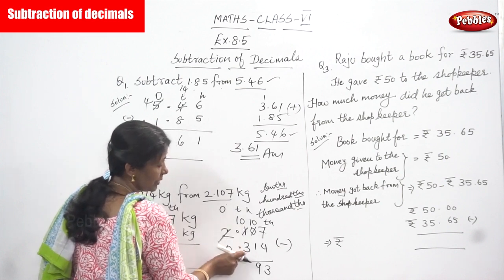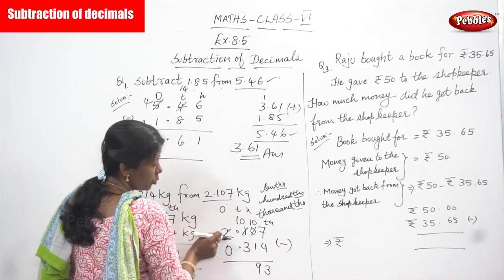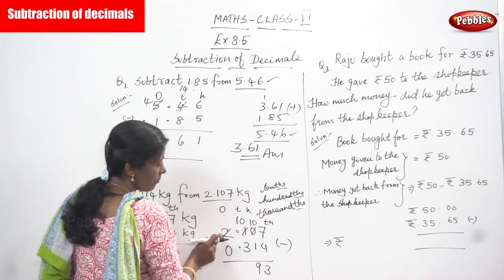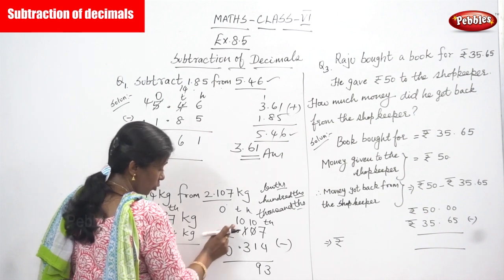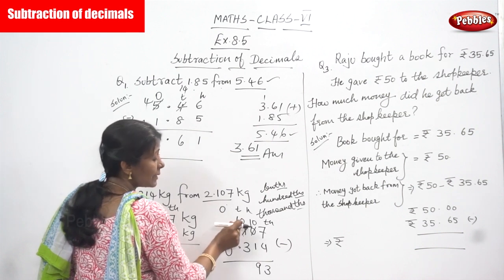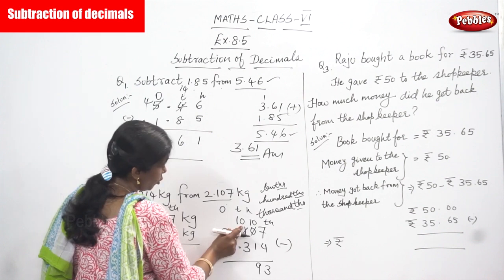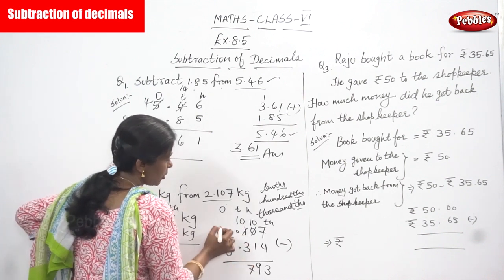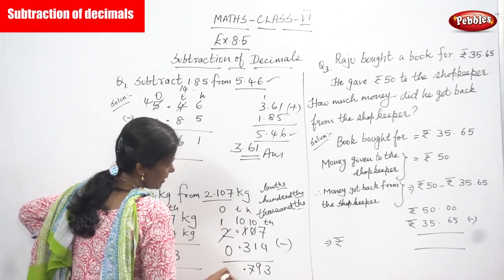From 0 to 3, it is not enough to subtract. So you have to borrow from the 2 in the ones place, the whole number place. In the whole number place, what is the number? 2. So you borrow 1 from the 2. So this tens place 0 becomes 10. So 10 minus 3 you get 7. Here only 1 remains. So 1 minus 0. After that you have to put a point. So 1 minus 0 is 1.